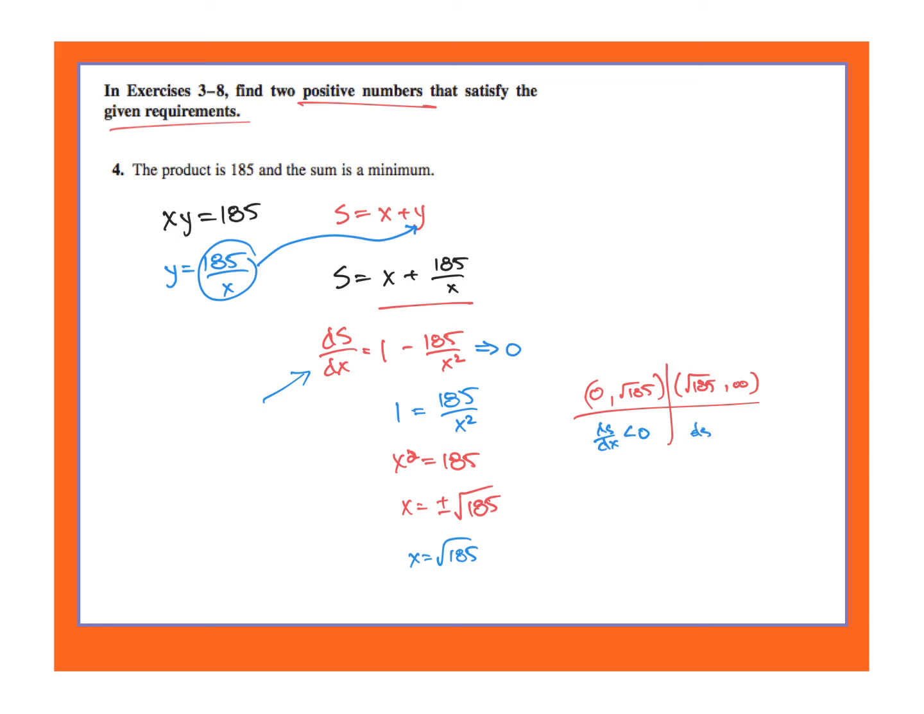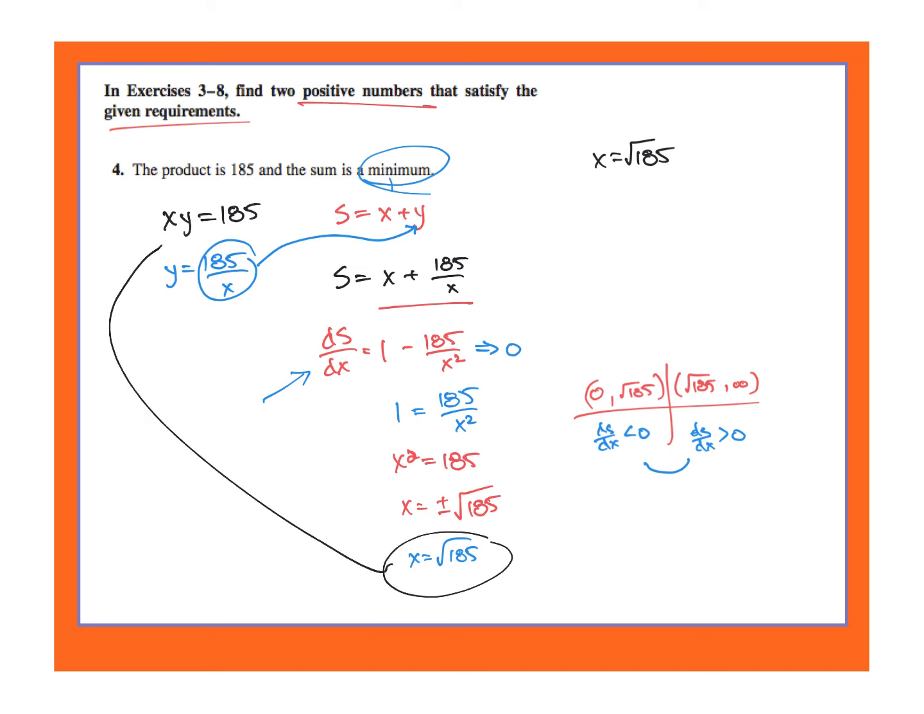So ds/dx is greater than 0, which means it created a what? A minimum. It created a minimum. So that's what was being asked, so we did it right. So that's good. One of my x values, one of my numbers, x is equal to square root 185. Now I need the other one. So how do I get the other one?